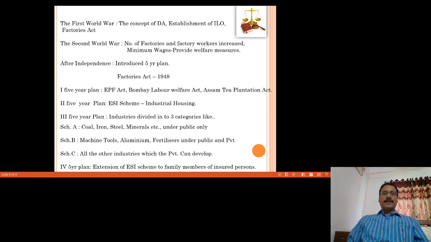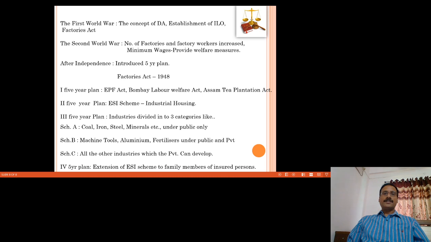After 1926 there is a drastic change in the labor reforms. The First World War was completed, a number of factories were incorporated, and the factories require labor. So, to protect the rights of the labor and to give some sort of welfare measures to the labor, the concept of dearness allowance was introduced.